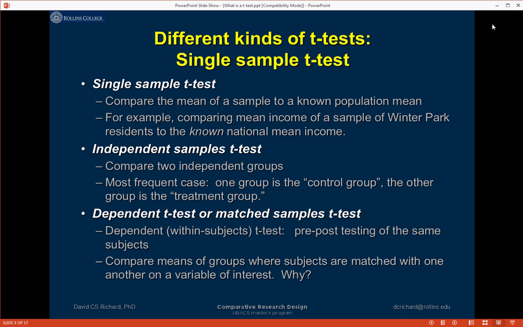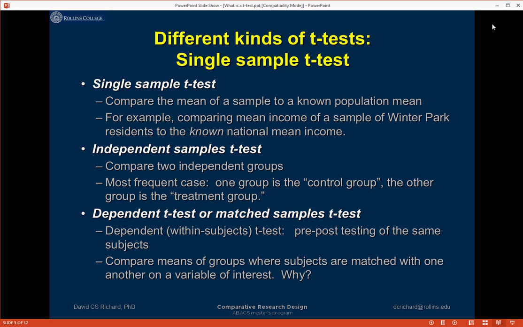And if the mean age for the two groups, the treatment and the control group, is exactly the same, then age cannot account for any differences in treatment effects that we're interested in. So both of those examples, the within subjects t-test and the matched samples t-test, are types of dependent t-tests where the groups are related to each other in some way.